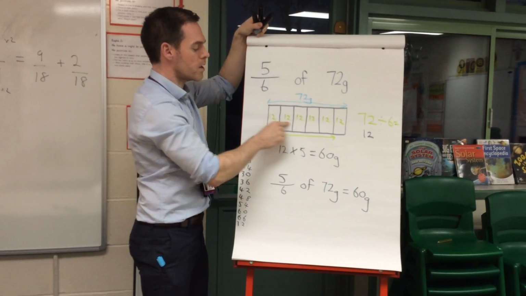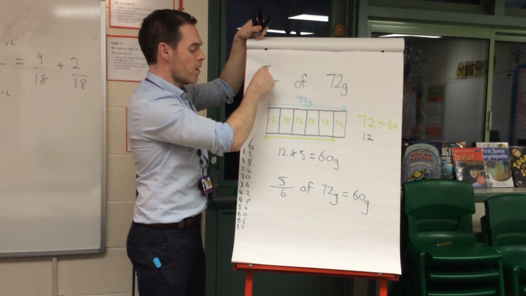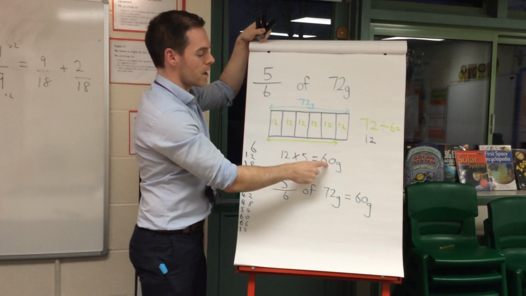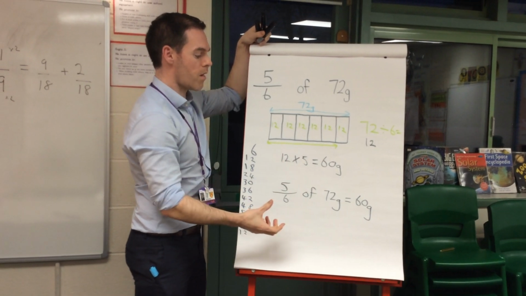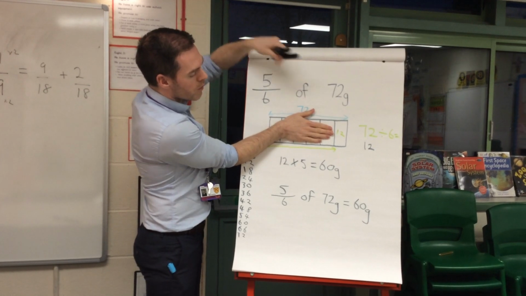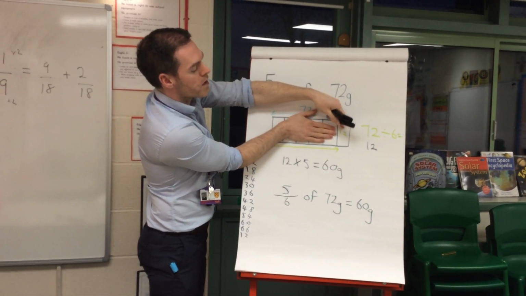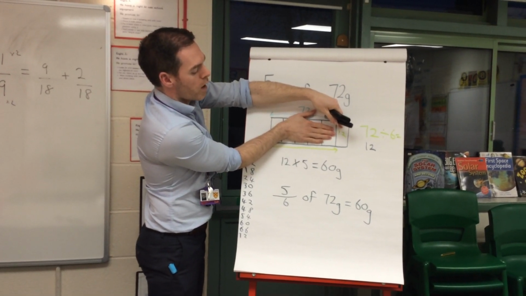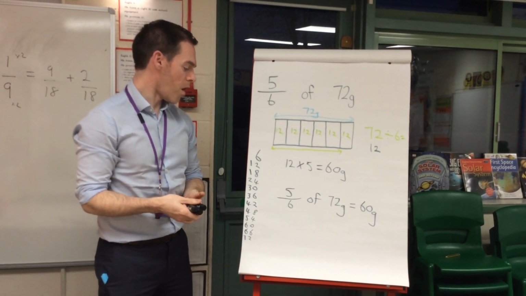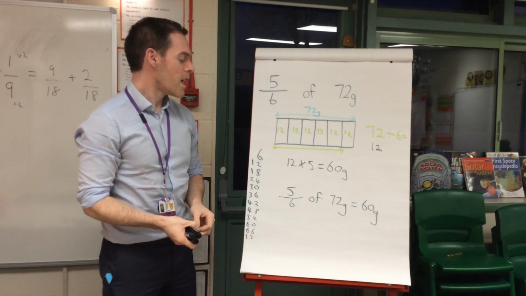That all adds up to 72. And I've got 5 of those parts. So 5 groups of 12 equal 60. So my answer is 60 grams. Okay, you can see that this is my 5/6. This 1/6 that's left is equal to 12. Okay, 12 grams. And that's it, really, for finding fractions of amounts. So 5/6 of 72 grams equals 60 grams.